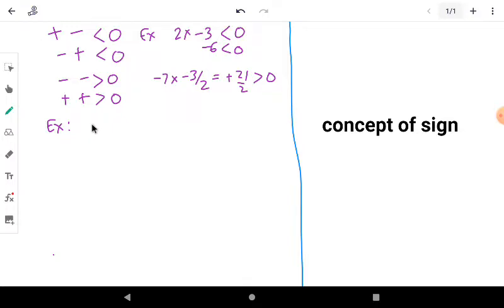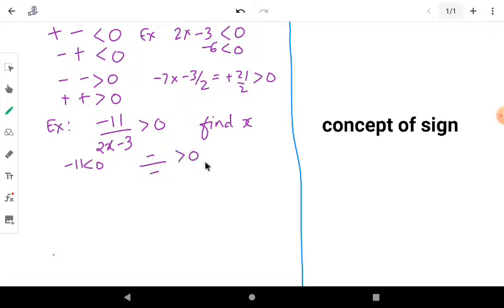Now, for example, let's take an example of an inequality like this: minus 11 by 2x minus 3 greater than 0. How can we solve this? Find x. The hint is that we can use the concept of sign. Minus 11 is already negative, so 2x minus 3 should be negative, so that negative by negative is positive.